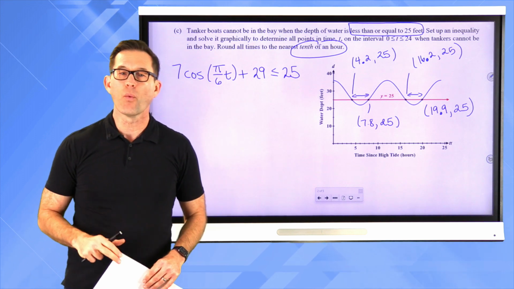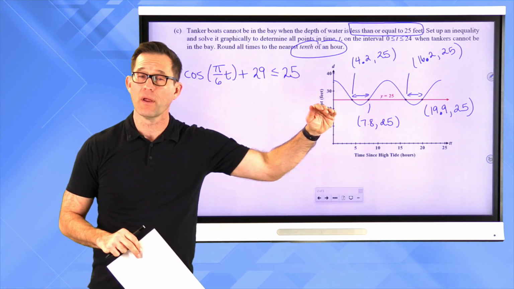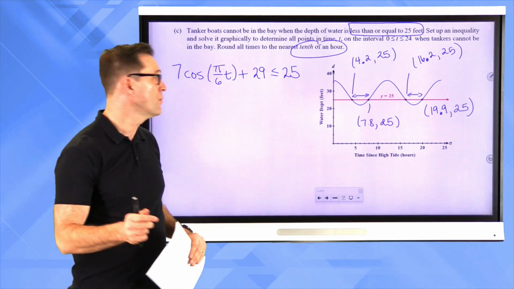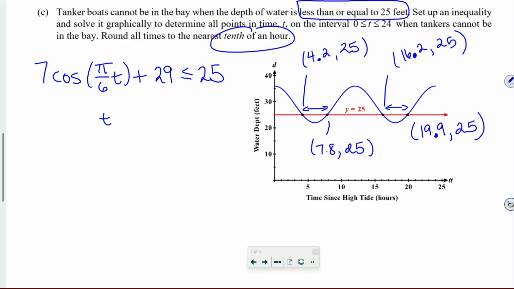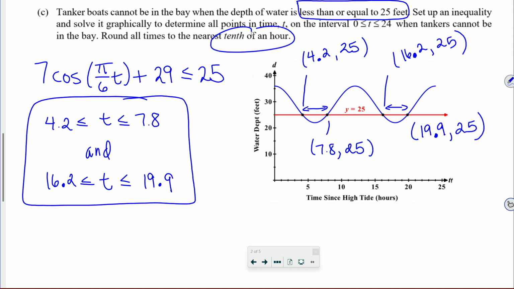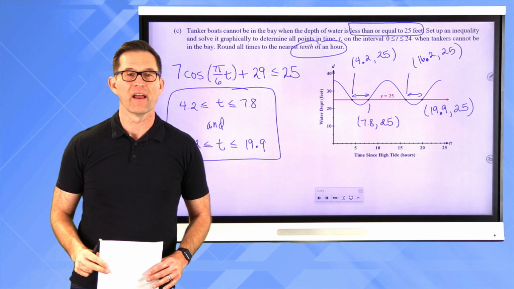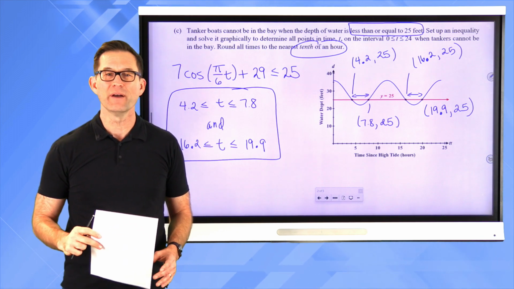That's where the depth of the water is less than or below 25. So we would say all values of t greater than or equal to 4.2, less than or equal to 7.8, and all values of t greater than or equal to 16.2, less than or equal to 19.9 are when the boats are going to have to stay out of that area. Kind of cool, right?